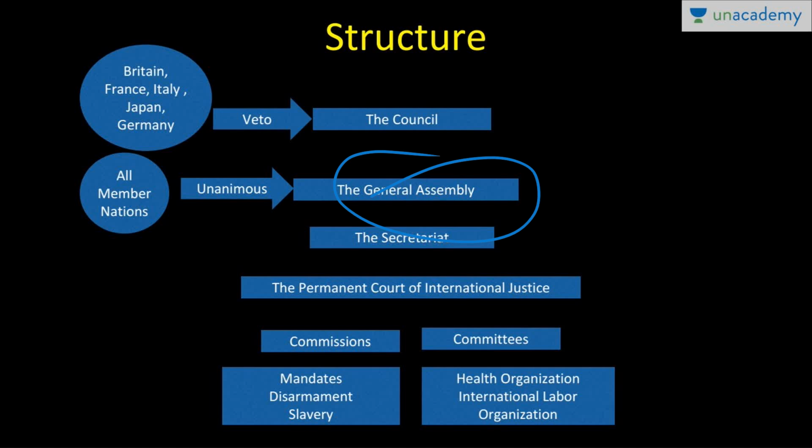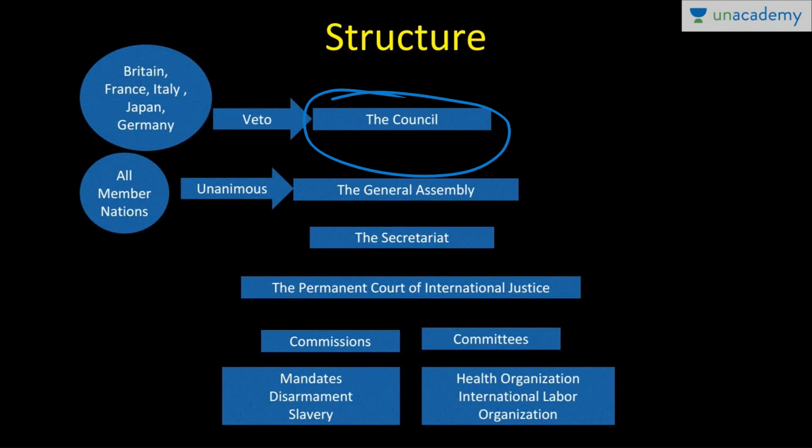And the second one was the Council. This was a much smaller body which met more often, at least three times a year, and it contained four permanent members like Britain, France, Italy, and Japan, and they enjoyed veto powers as well.